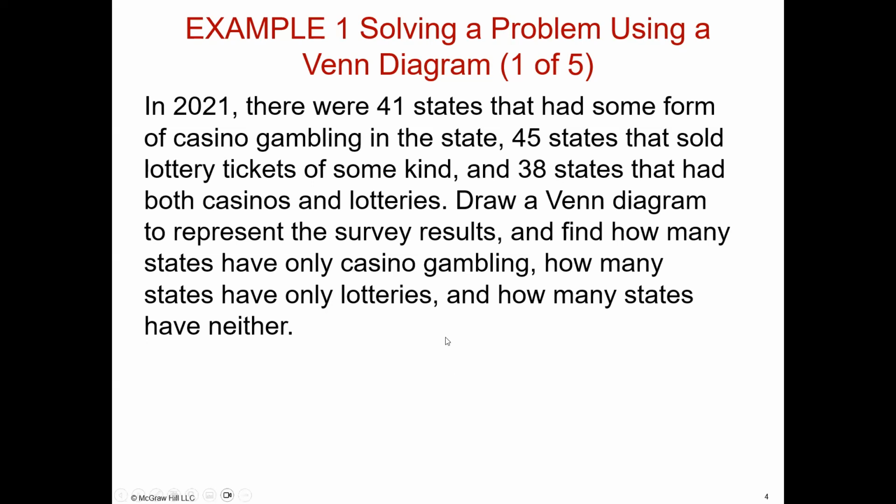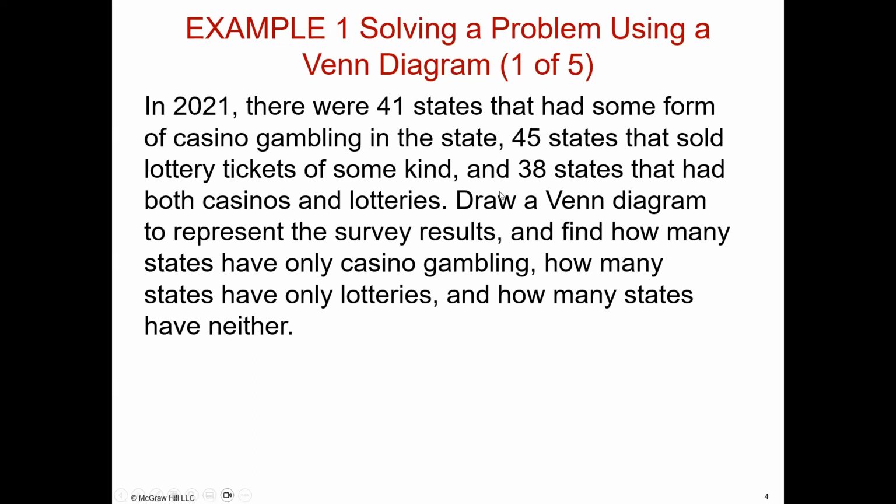Well, let me ask you this question. We're going to have our universal set, which is in the form of a rectangle. But inside our universal set, how many circles are we going to have to address this situation? 2 or 3? Anybody? I would imagine 3.